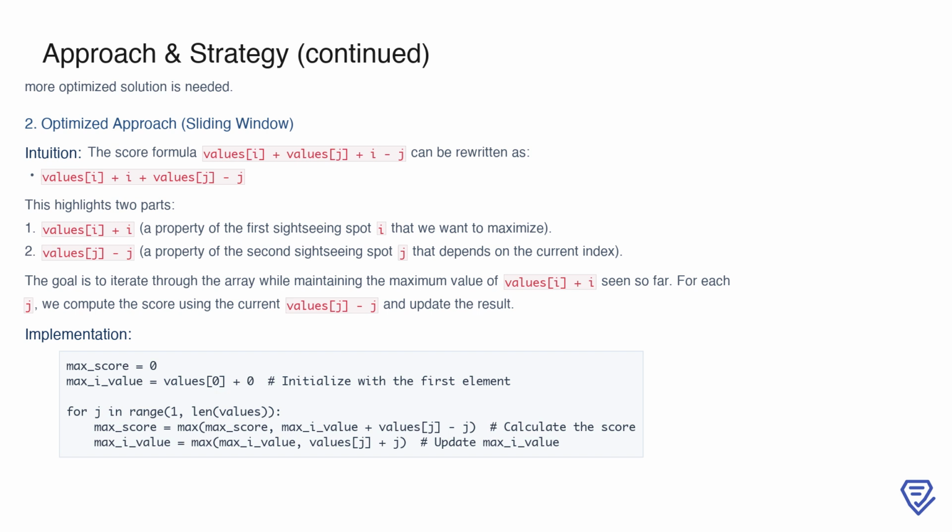To overcome the inefficiencies of the brute force method, we turn to an optimized solution based on the sliding window technique. By rewriting the score formula as (values[i] + i) + (values[j] - j), we can break it into two distinct components: values[i] + i, which depends only on the first index i, and values[j] - j, which depends on the second index j. This reformulation allows us to focus on maximizing values[i] + i as we iterate through the array.